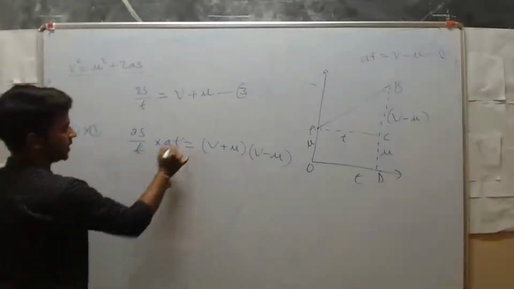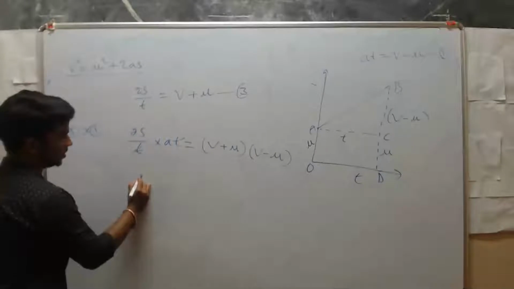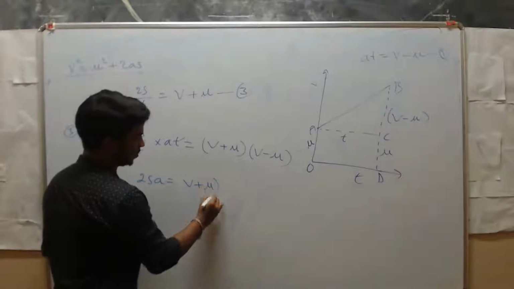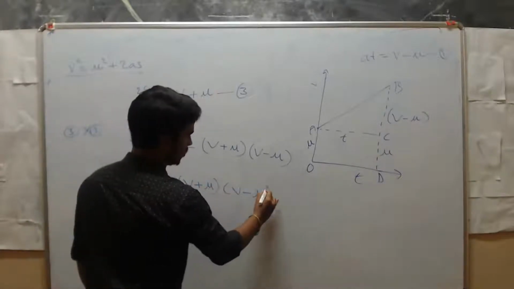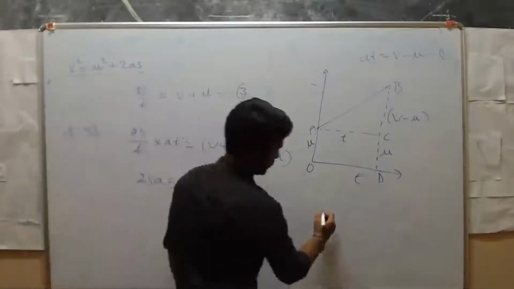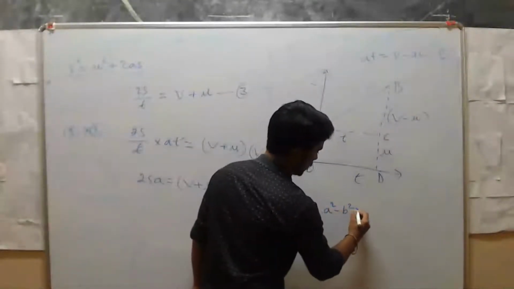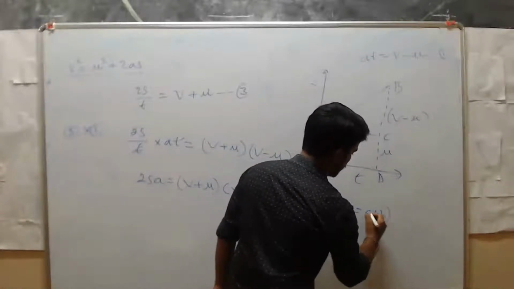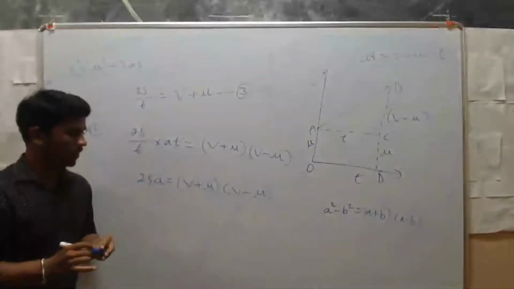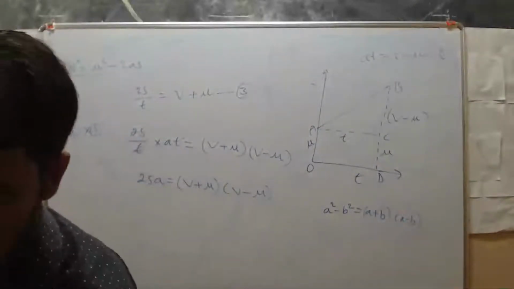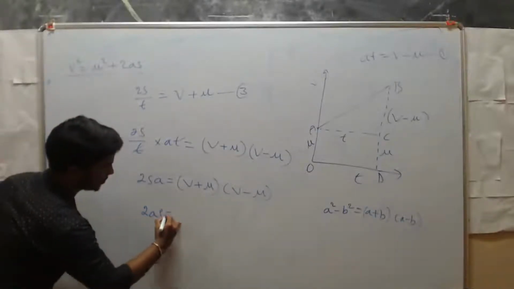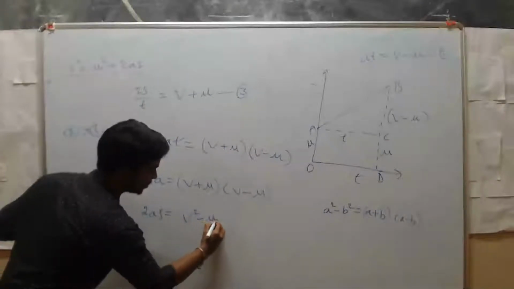So now here it gets cancelled, right? Finally we got 2sa equal to v plus u into v minus u. Now, according to the identity a square minus b square equals a plus b into a minus b, we can write v plus u into v minus u as v square minus u square. So 2as equal to v square minus u square.